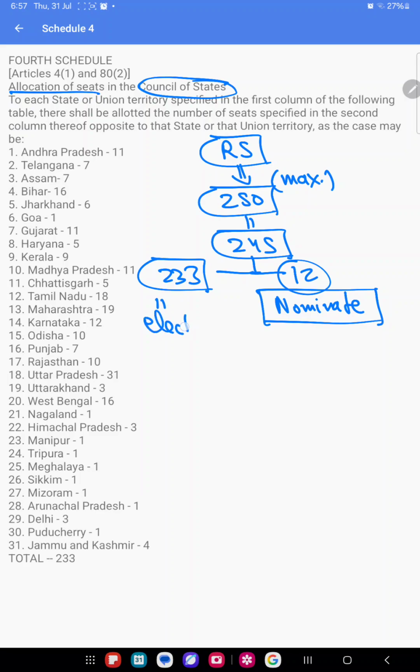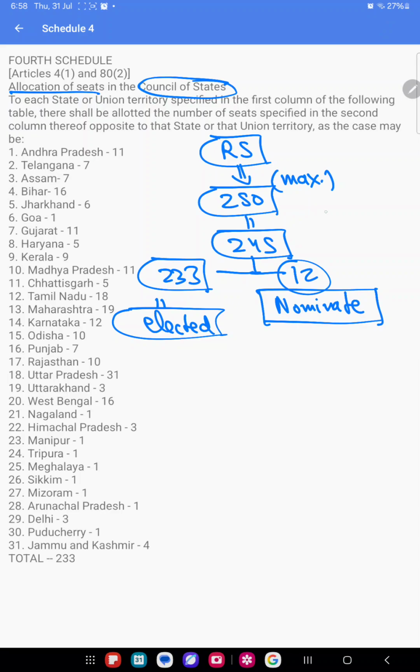233 members are elected members from states and union territories, and these elected members are chosen by elected MLAs of each state or union territory. The system which is followed here is proportional representation by means of single transferable vote.